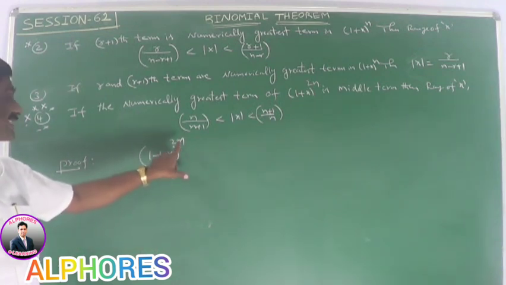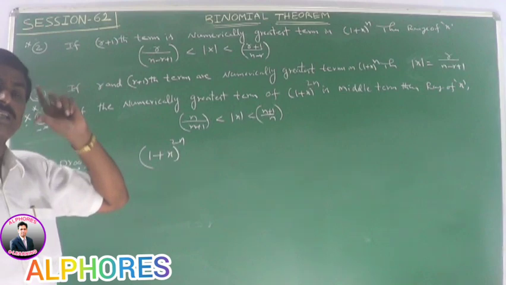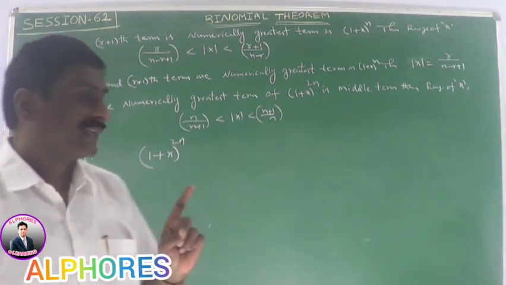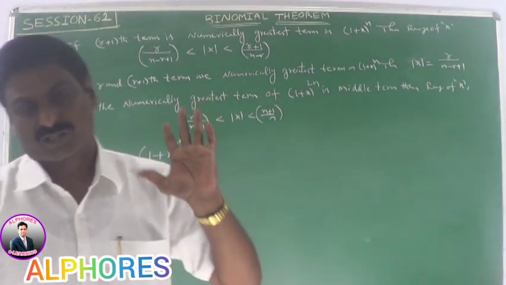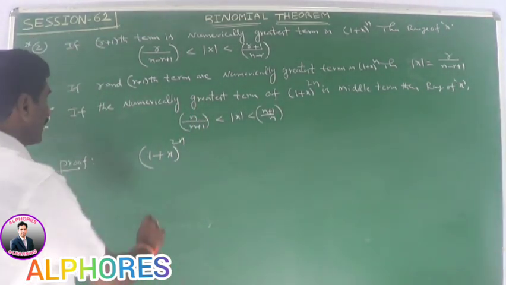Binomial index is 2n. That means it is even. If the index is even, we get only one middle term. Here, the middle term is the numerically greatest term. That means only one greatest term. Okay, first we find the middle term.